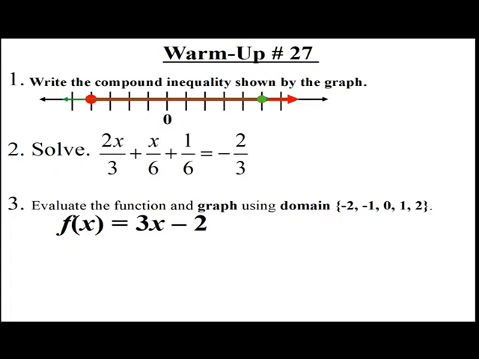Number two, it says solve, and they give us the equation 2x over 3 plus x over 6 plus 1 over 6 equals -2/3. See if you can solve that one using that process we've been using for rational equations. And then we got number 3, evaluate the function and graph using the domain -2, -1, 0, 1, and 2. They give us a function f of x equals 3x minus 2. And if you notice, today I'm introducing the function notation already, f of x. You're like, yay, functions, let's go.